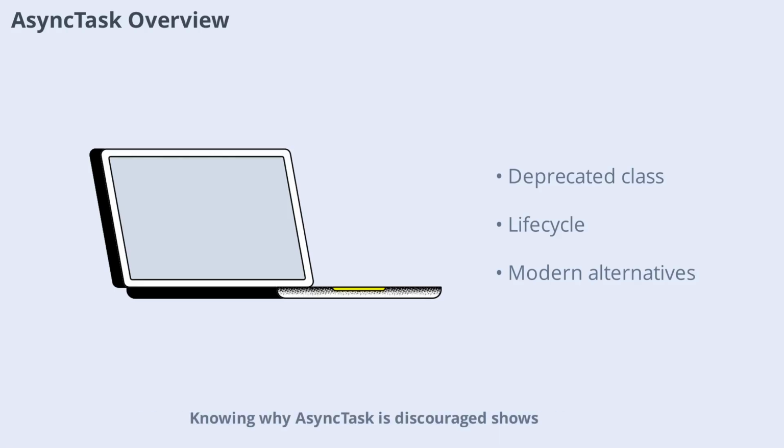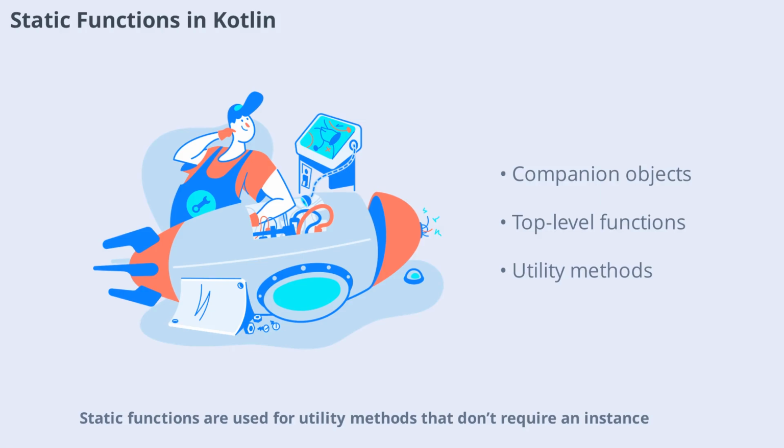Knowing why a sync task is discouraged shows your awareness of modern best practices. Static functions are used for utility methods that don't require an instance. In Kotlin, you can use companion objects or top-level functions. Interviewers may ask you to implement a static function and explain the differences with Java's static methods.